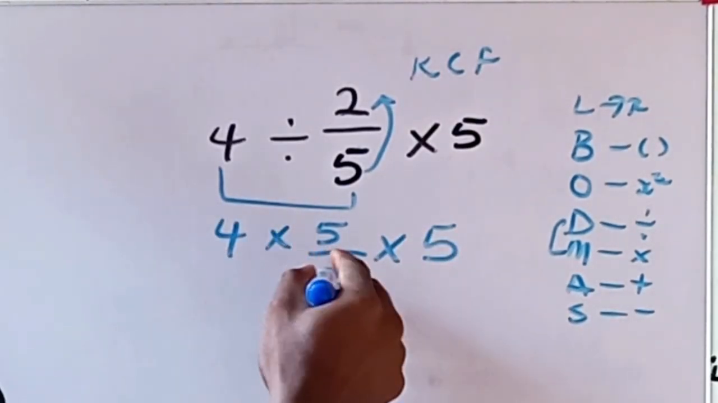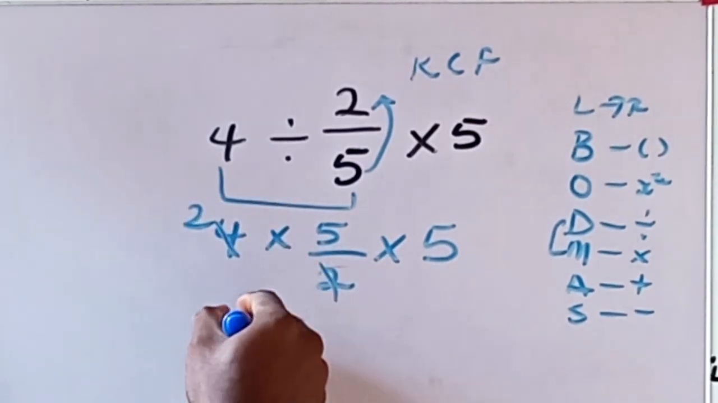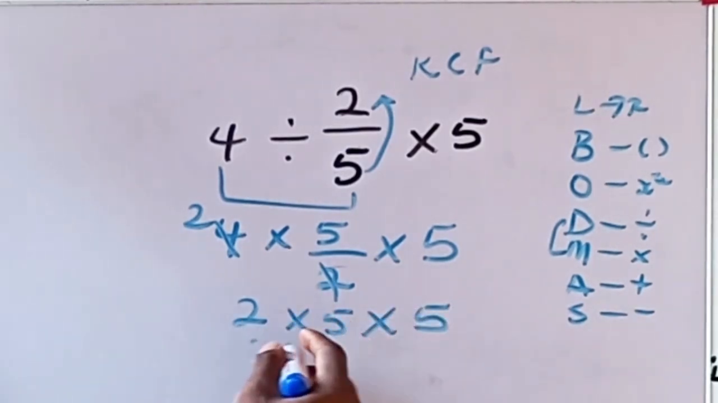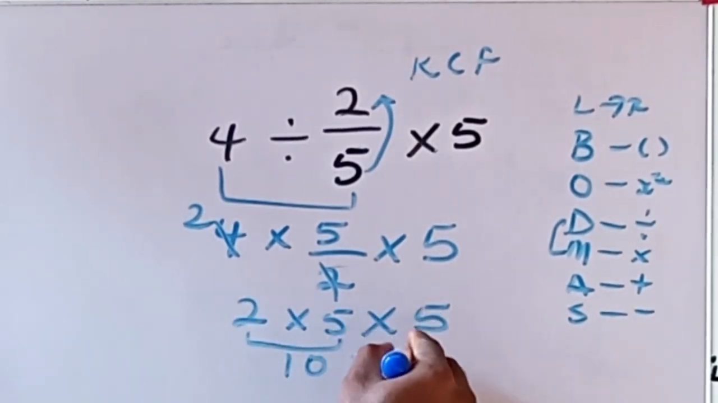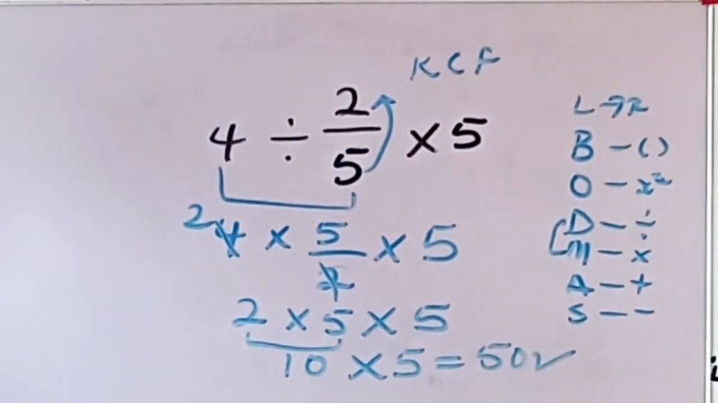Now, this 2 cannot divide, but 2 will divide this 4 to give you 2. So, we are left with 2 times 5 times 5. 2 times 5 will give us 10. 10 times this 5 is equals to what? 50. So, our correct answer is 50 and not 2.